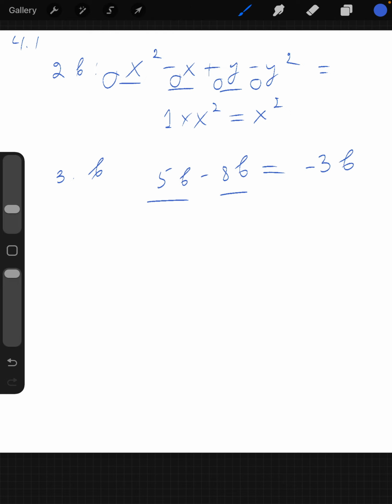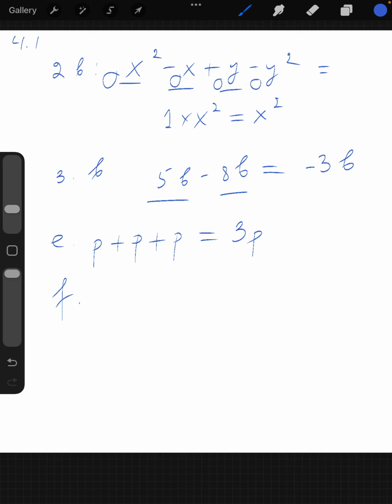Okay, how about 3e? 3e has p plus p plus p. So how can we simplify this expression? Right, it's simply 3 times p, isn't it? It's literally p 3 times. 3 times p.